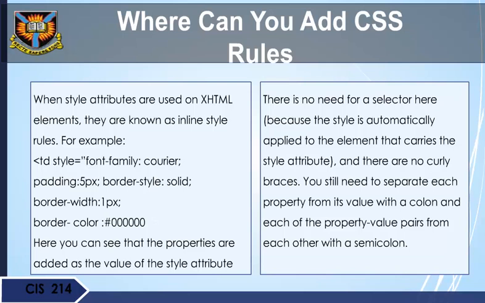When style attributes are used on an XHTML element, they are known as inline style rules. For example, TD style="font-family: courier; padding: 5px; border-style: solid; border-width: 1px; border-color: #000000". Here you can see that the properties are added as the value of the style attribute. There is no need for a selector here because the style is automatically applied to the element that carries the style attribute, and there are no curly braces. You still need to separate each property from its value with a colon, and each of the property value pairs from each other with a semicolon.